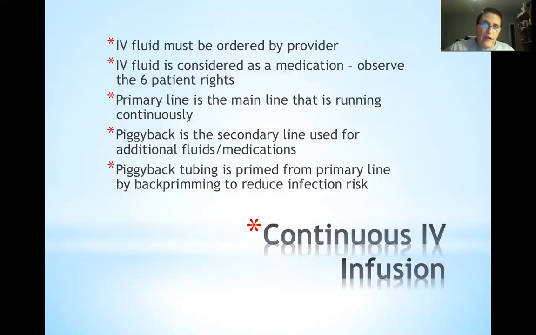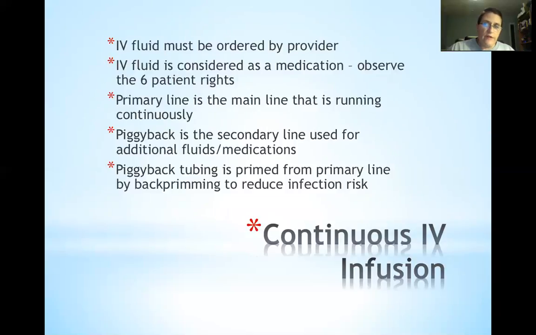Your continuous IV is considered your primary line. This is the main line, and that runs continuously. You might have a secondary line, and that's usually considered the piggyback line. We usually use that for either additional fluids or medications that can run all the time. Sometimes you have a continuous line and a secondary fluid like possibly heparin, or you might have an IV antibiotic that's running maybe once every 6 hours or once every 8 hours.